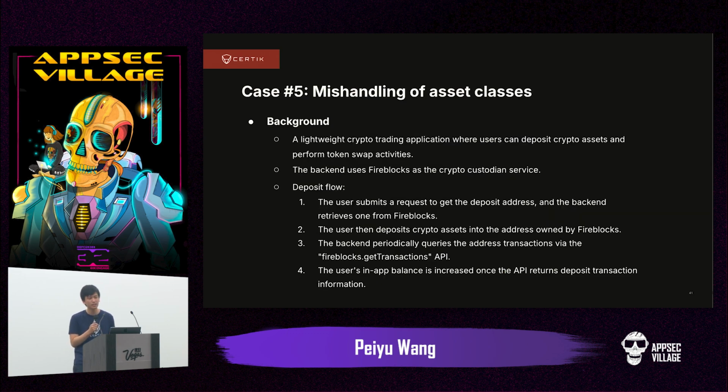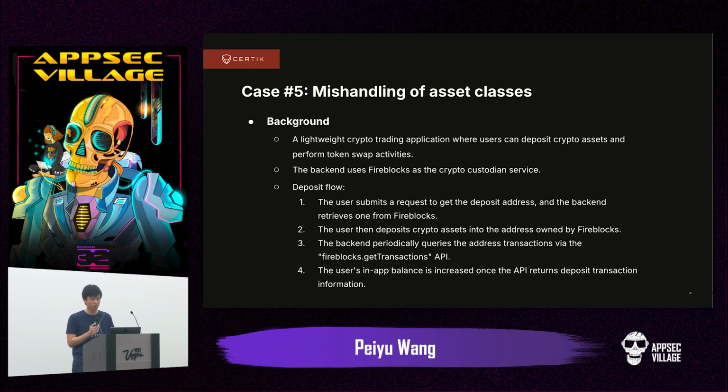So the last case. This is a lightweight crypto trading application where users can deposit assets and perform token swaps. The backend uses Fireblocks as a custodian service. How the deposit works is the user requests a deposit address through APIs, and then the backend gets one from Fireblocks, and then the user deposits the crypto asset to the address.